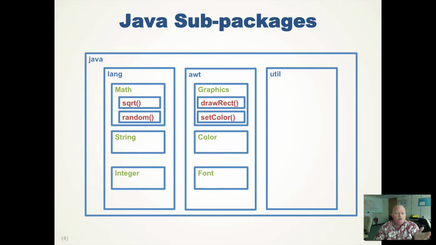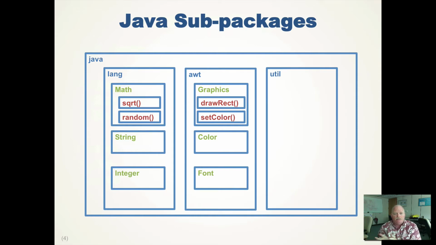We've already seen java.lang.Math, we've talked about the Math class, which has a bunch of nice functions like square root, which calculates the square root, or random, which calculates a random number. If you want to refer to the math square root function, the full name is java.lang.Math.sqrt. We also talked about strings. They are part of this lang package, along with integers, floats, doubles, and a lot of other things. System is in the lang sub-package.